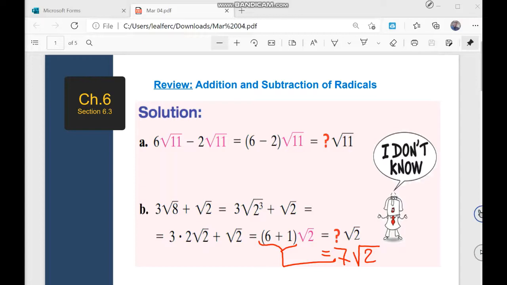So for letter A, thank you, Alondra. The answer is going to be 6 minus 2, 4, square root of 11. For letter B, thank you, Alexander. The answer is going to be 6 plus 1, 7, square root of 2. Great, excellent. Let's move to the topic of today's lesson.